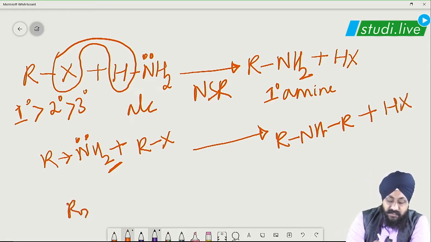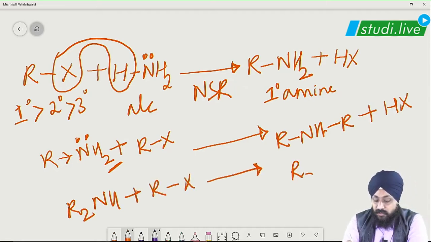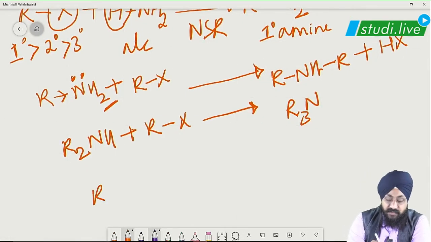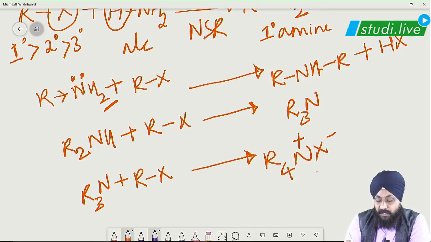And here this secondary amine, when it reacts with alkyl halide, you will get what? You will get your tertiary amine. This tertiary amine will further react with alkyl halide to give you R4N+ X-, which is going to be your quaternary ammonium salt.